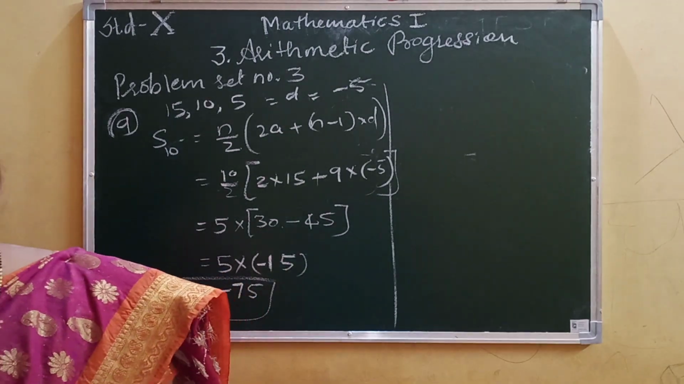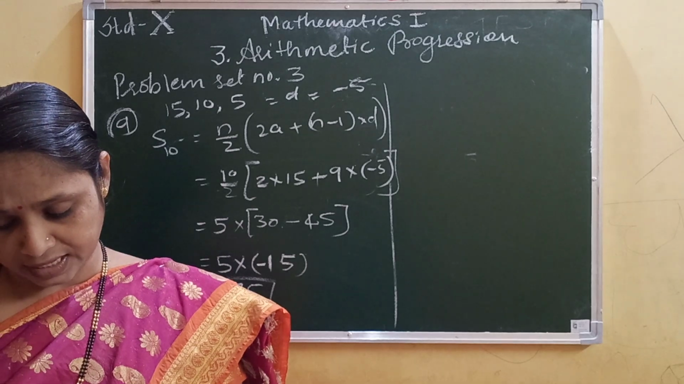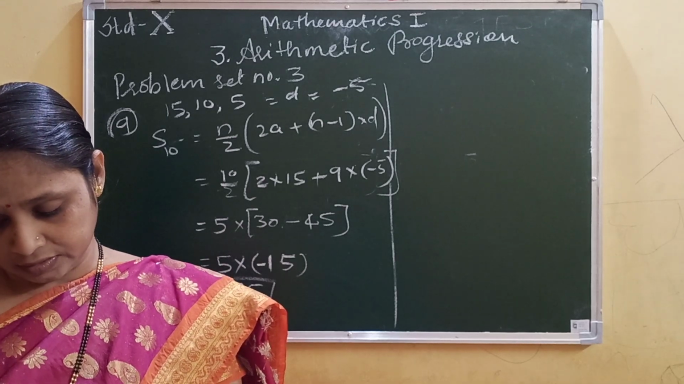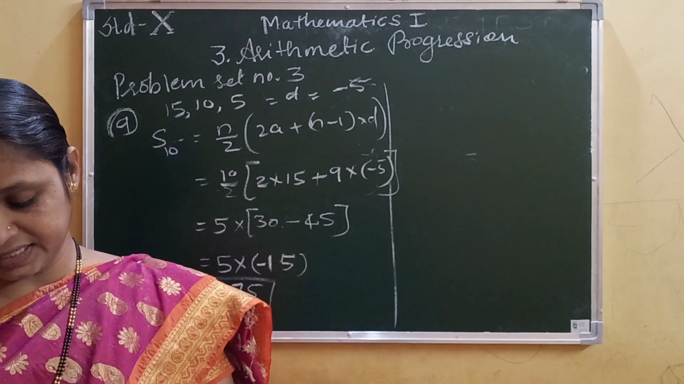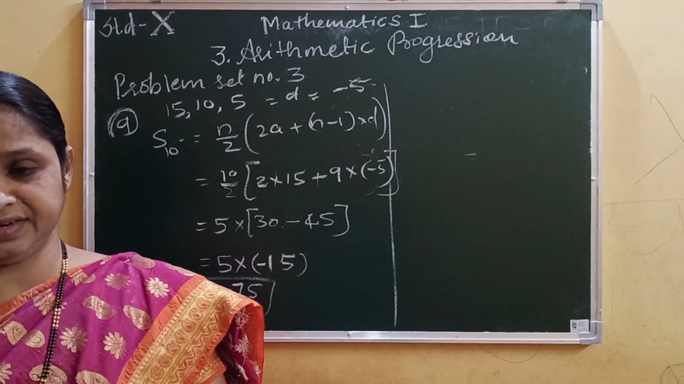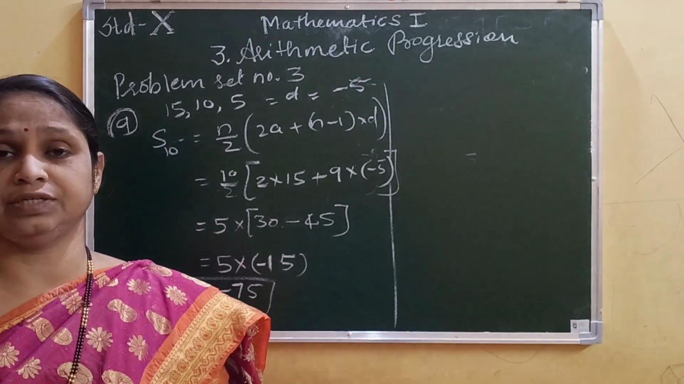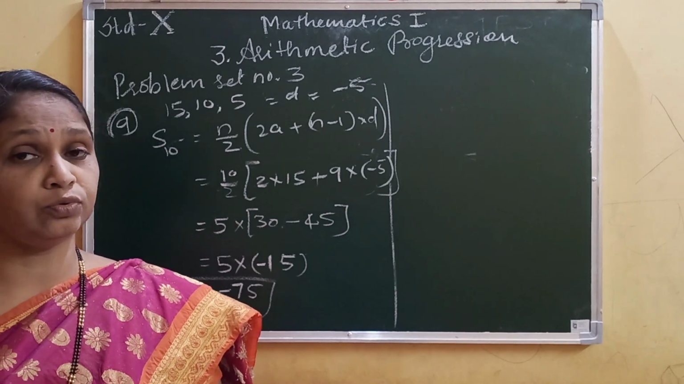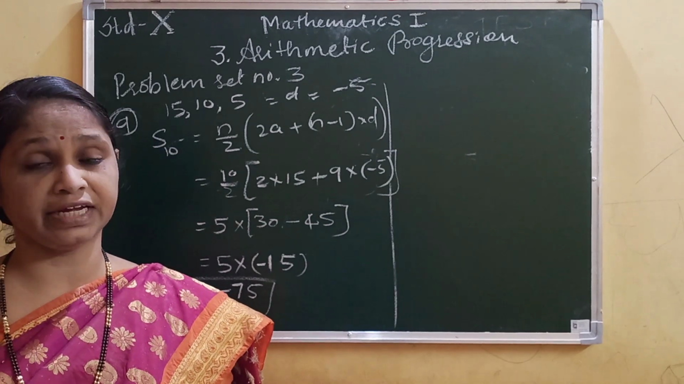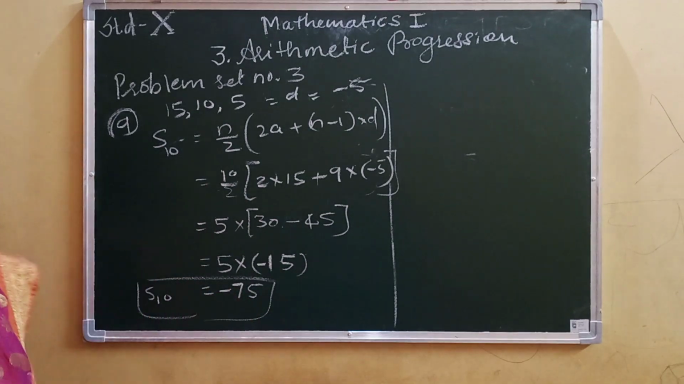Now the next one. In an AP the first term is 1 and the last term is 20. The sum of all terms is 399. Find n. First term is given and last term is given, so we can use the direct formula: Sn is equal to n by 2 times first term plus last term. You will get n. The sum of all terms is given as 399.